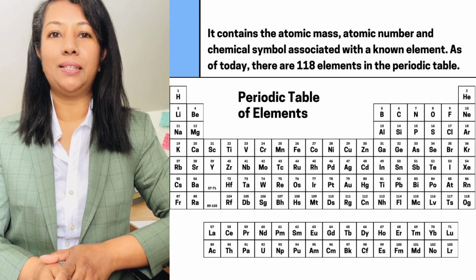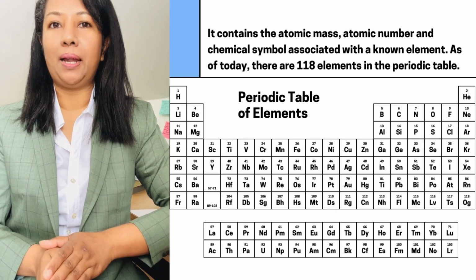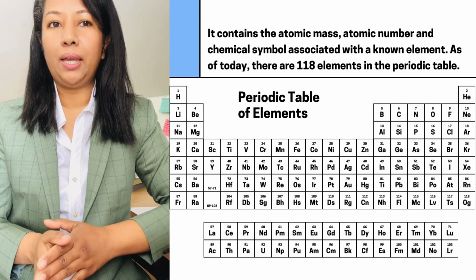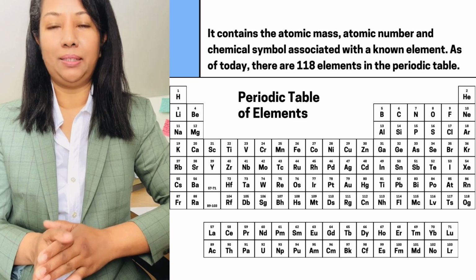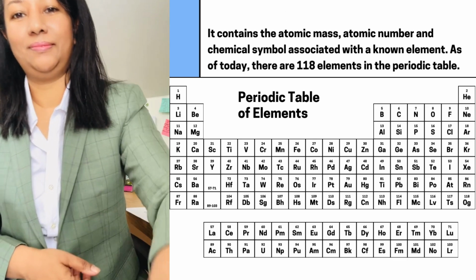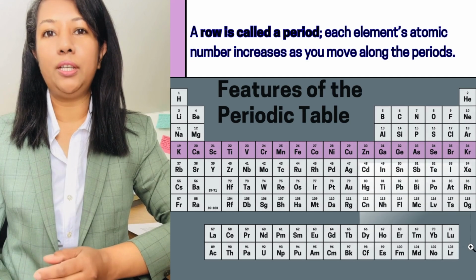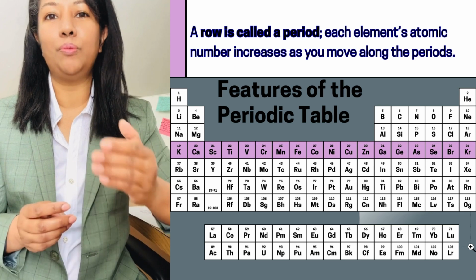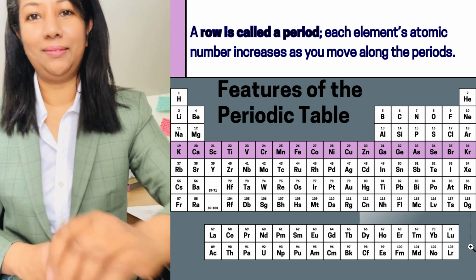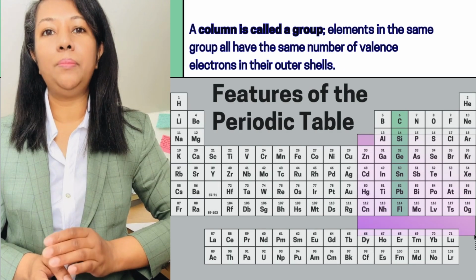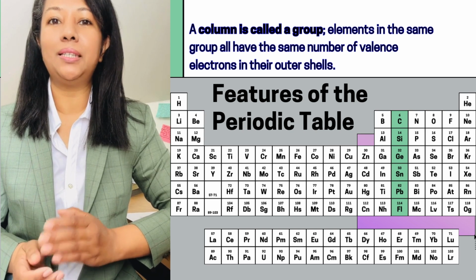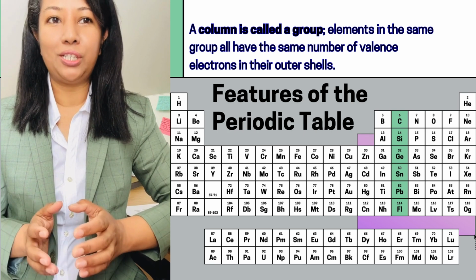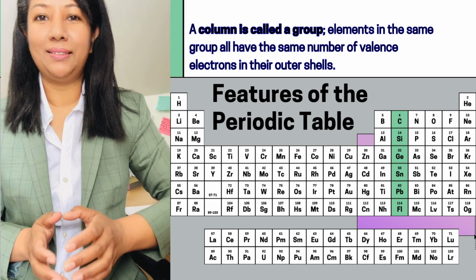The periodic table contains the atomic mass, atomic number, and chemical symbols associated with known elements. Today there are 118 elements in the periodic table. A row is called a period, and each element's atomic number increases as you move along the period. A column is called a group, and elements in the same group all have the same number of valence electrons in their outer shells. So what do we mean by that?